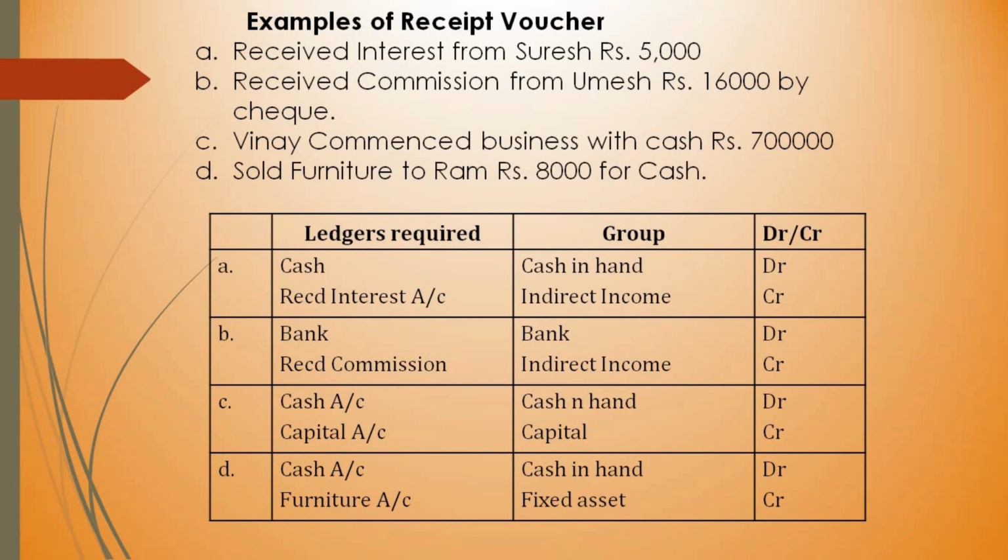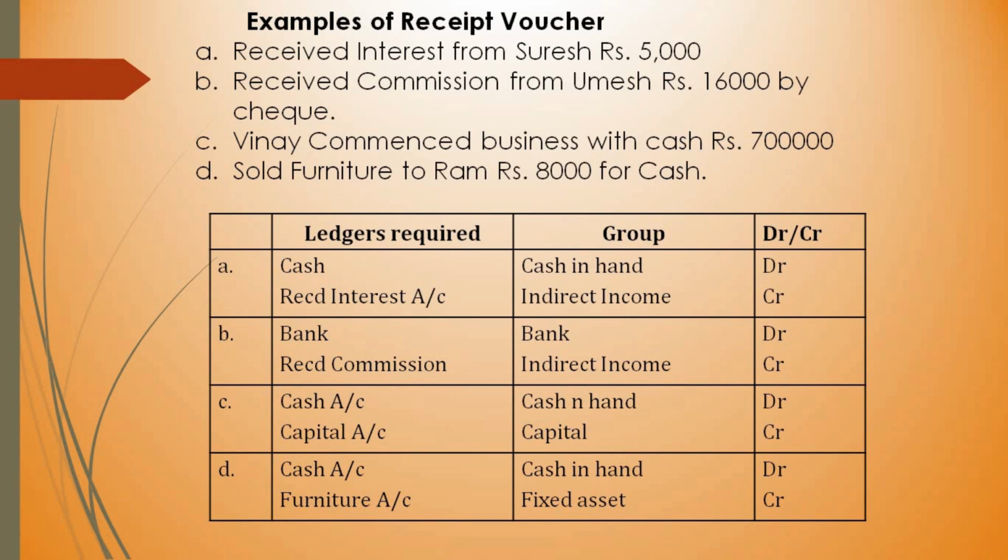Interest received is an income, so it will come on the credit side. Cash, there is inflow. It comes inside. It is a real account. Debit what comes in. Cash comes inside, so that's why you're putting on the debit side. The next statement, received commission from Umesh, rupees 16,000 by check. Here we have a word called by check, so one account will be bank. The other account is commission received. Commission received is an indirect income. So incomes will be on the credit side according to the nominal rule.